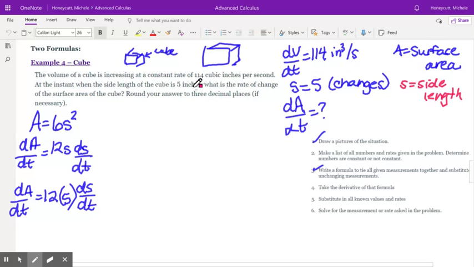All right, well, let's see, what do we know? We know that the volume of a cube is the side times the side times the side. So volume is s cubed. Okay, so I need ds/dt.